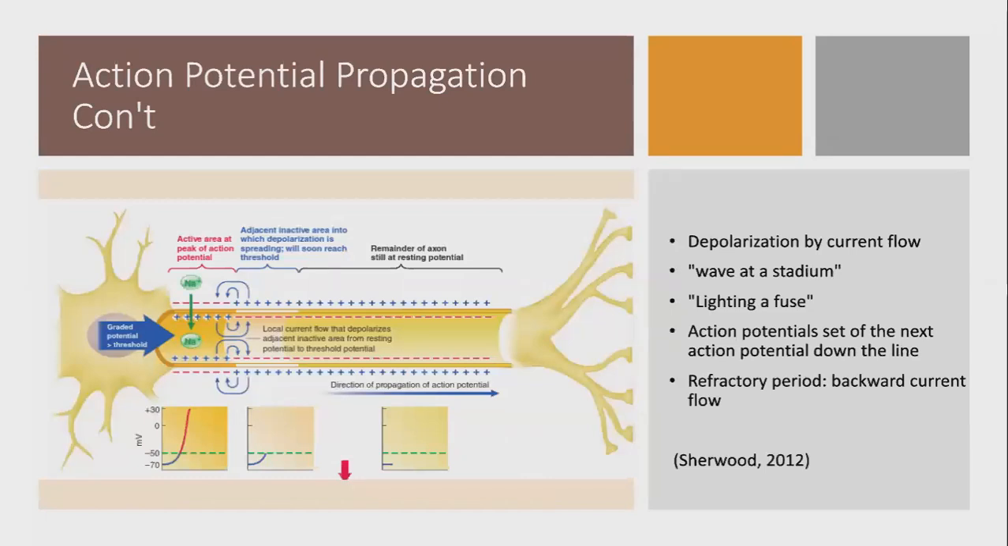So the depolarization is by current flow. You can think of it as a wave at a stadium when all the people stand up, or lighting a fuse. Once you start it, you don't have to continue lighting it as you head down the fuse. It's already started, and it's just going to take off on its own. So each action potential is going to set off the next action potential down the line. You don't see it going backward, so an action potential isn't going to spread both forward and backward, because the area that just had the action potential is actually in a refractory period where it cannot be stimulated again.